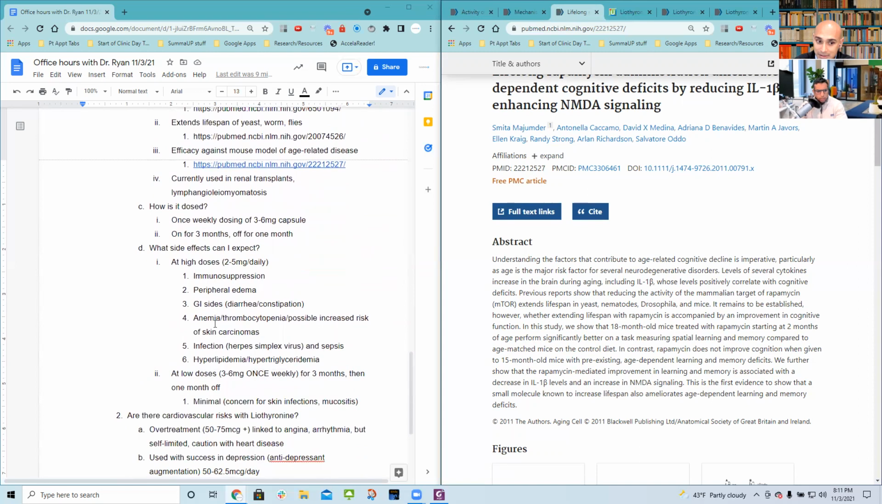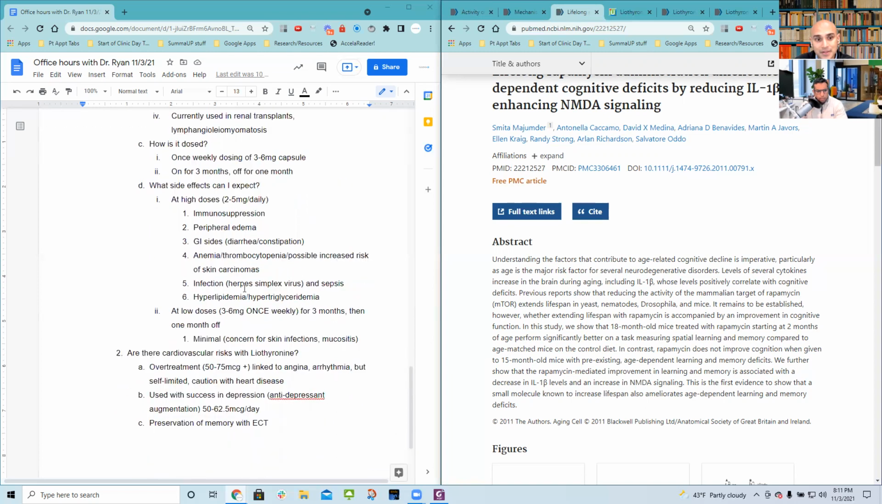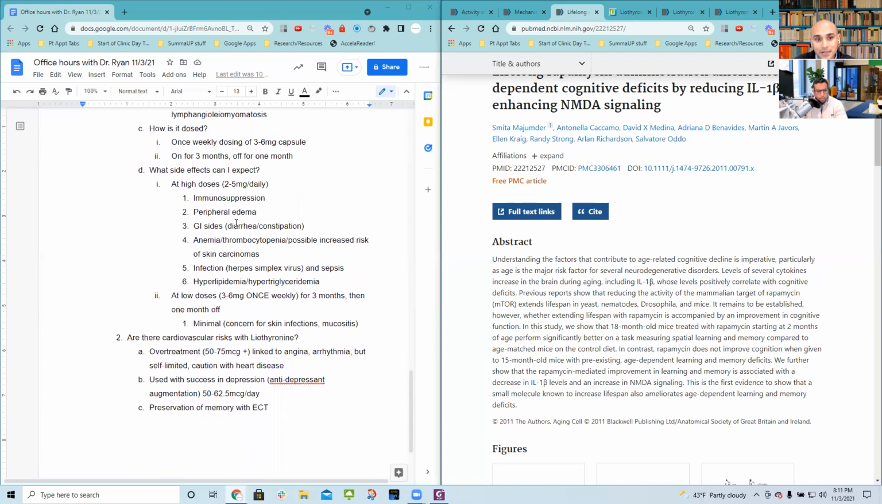And in terms of the side effects, well, at high doses, and again, this is unfortunately what some of the renal transplant patients have to encounter, immunosuppression, obviously, because it blocks T cell proliferation, so they're more predisposed to getting viruses and bacterial infections, swelling in their peripheries, just edema, lots of GI side effects. They tend to have issues in terms of platelet formation. Also, there's an increased risk of skin carcinomas. Basal cell carcinoma is pretty common. As I mentioned, due to immunosuppression, infection is pretty common. HSV is a concern, as well as apparently sepsis. And then finally, it seems to adversely affect their lipid panel, hyperlipidemia and hypertriglyceridemia.